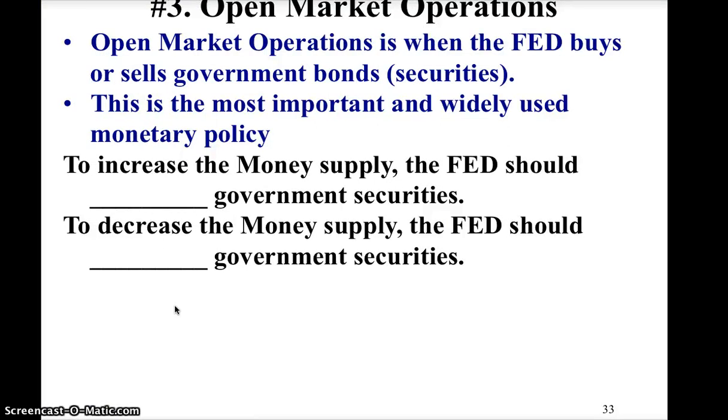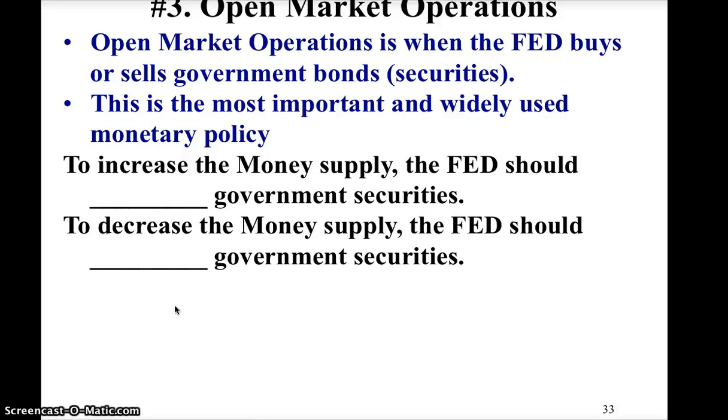So open market operations is when the Fed buys or sells government bonds. Now, the most important thing to understand here is that you are pretending that you are the Federal Reserve. This is important because it's not you as a consumer buying a bond. When the Fed buys a bond, what happens to the money supply? So let's go through this. To increase the money supply, the Fed should buy or sell government securities. Think about it. Well, if you're thinking like the Federal Reserve and not like a consumer, the Fed should buy government bonds.